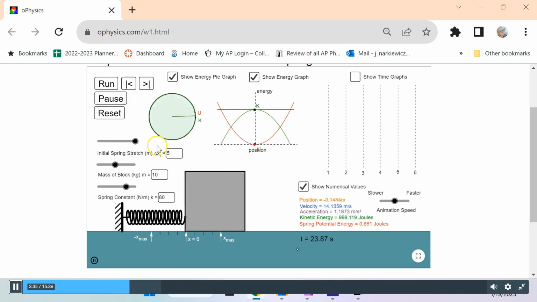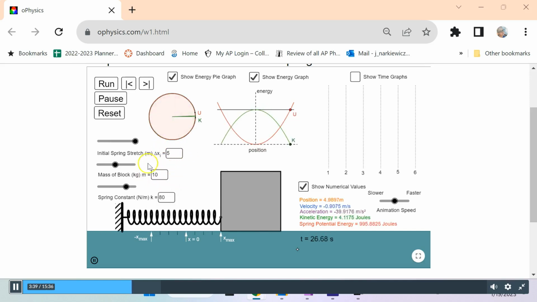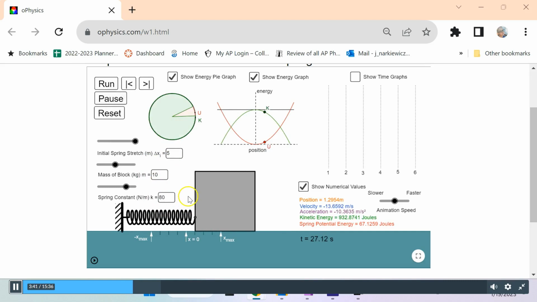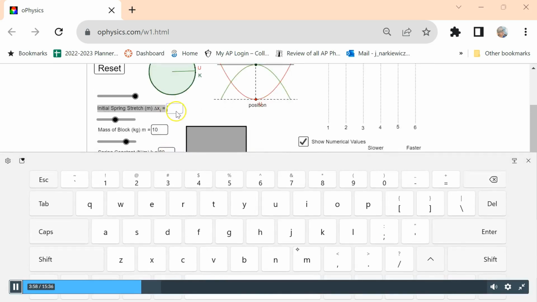So this is for an initial stretch length of 5 meters with a mass of 10 and a spring constant of 80. I can pause the simulation and run it forward till my block hits right at x equals 0, right? There's my position. And then I can take down the velocity. My maximum velocity at 5 was 14 point something.